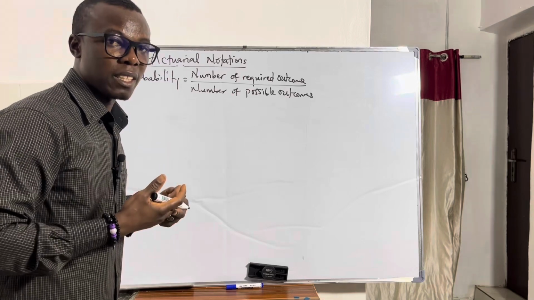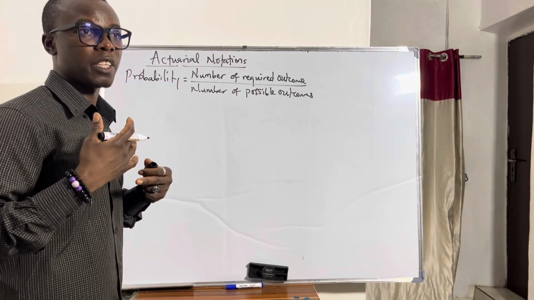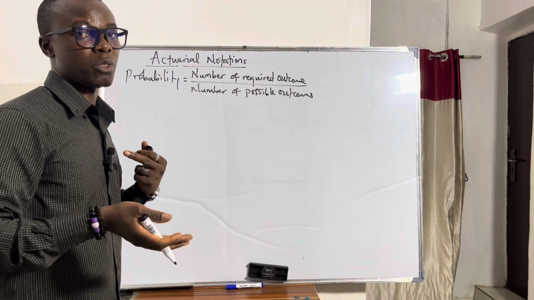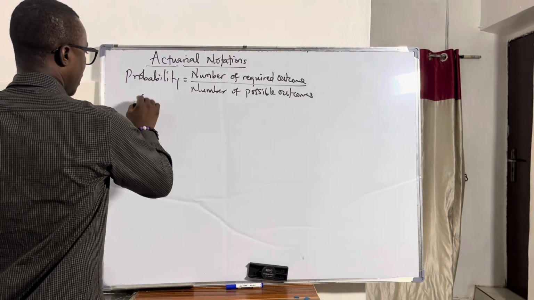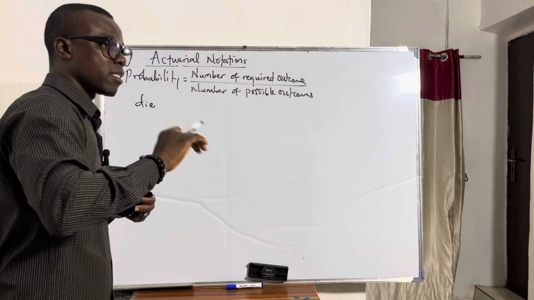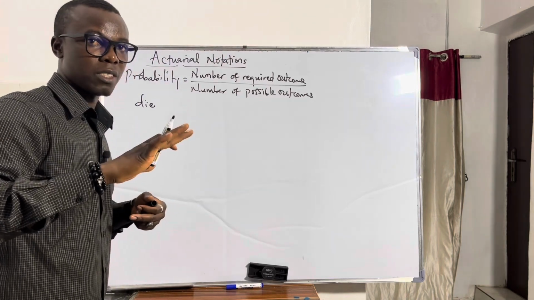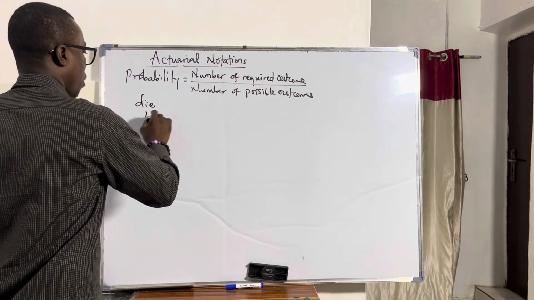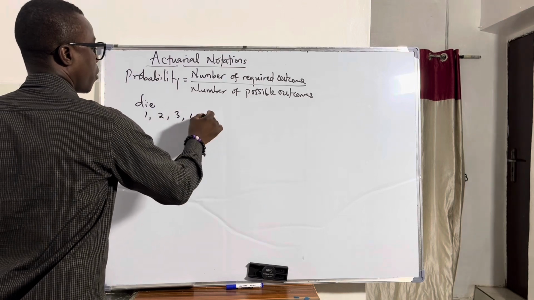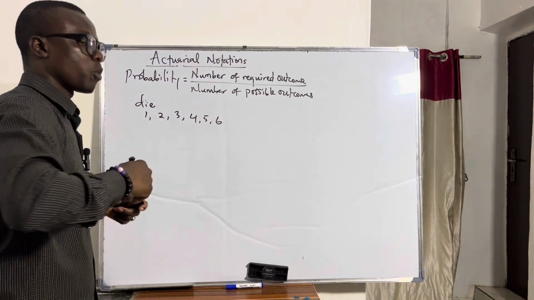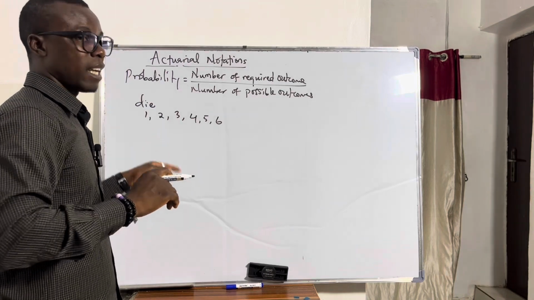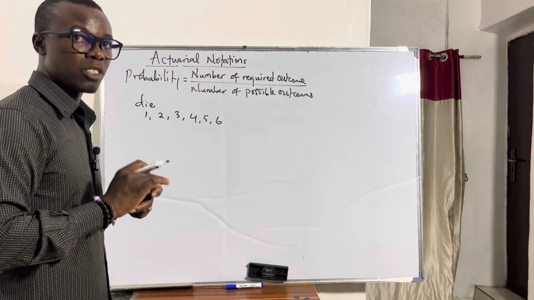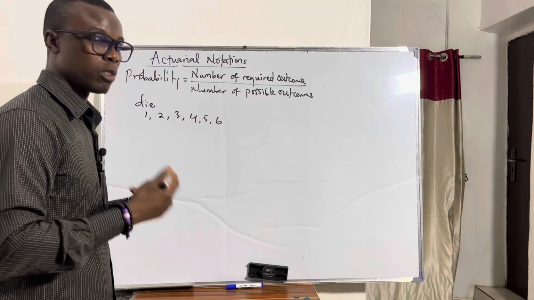So what's the probability that the number we are going to have is going to be an even number? We have a die, and a die actually has 6 surfaces. And these surfaces are numbered 1, 2, 3, 4, 5, and 6. So when I throw a die once, what's the probability that the number I'm going to get is going to be an even number?